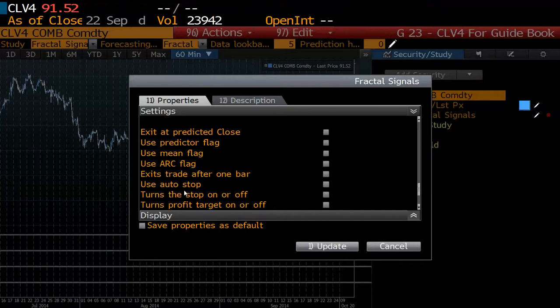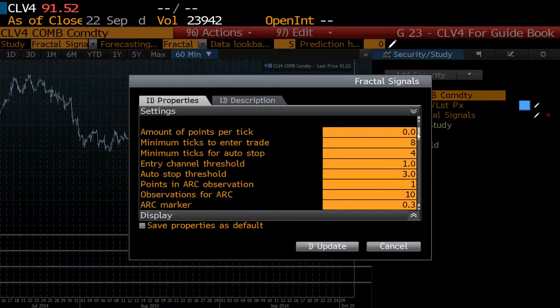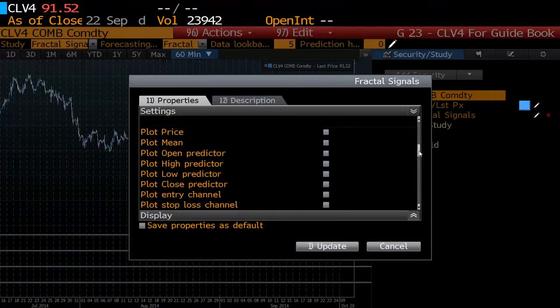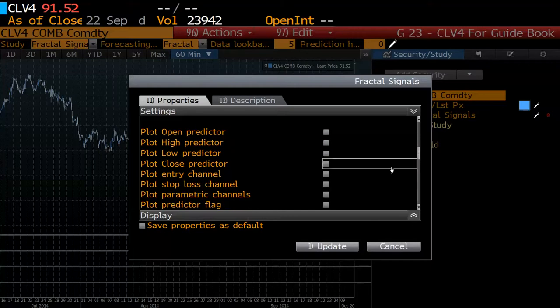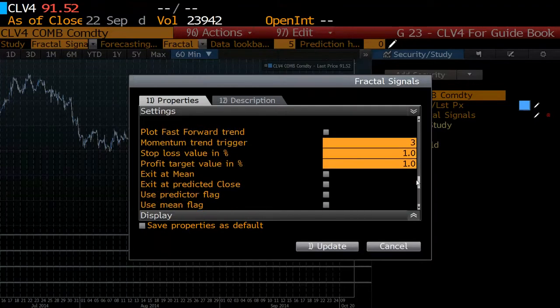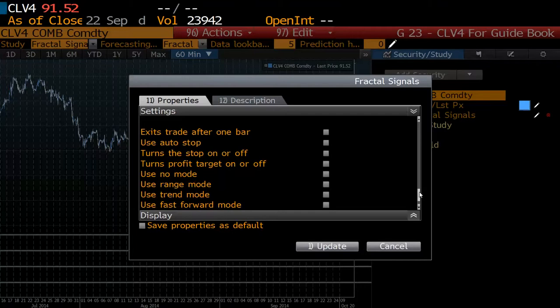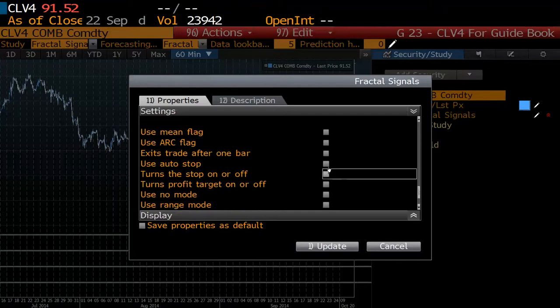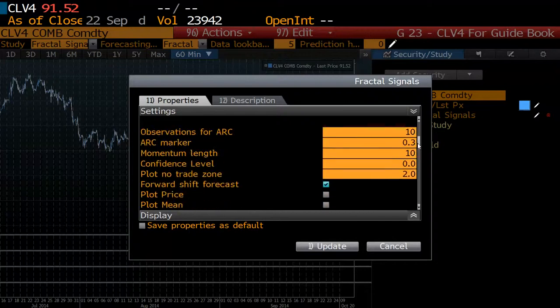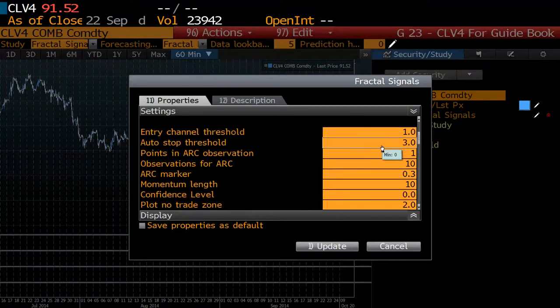So the next selection, use auto stop. This is using the same information as we find up here in auto stop threshold. So remember the stop channel that you can plot, the stop loss channel? Well, the stop loss channel is effectively being used for your strategy once you check this. And the number that's being used for that is based on the input value here. So here we have the default of 3 standard deviations.